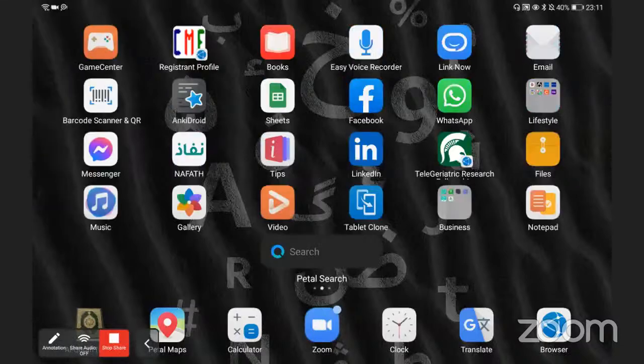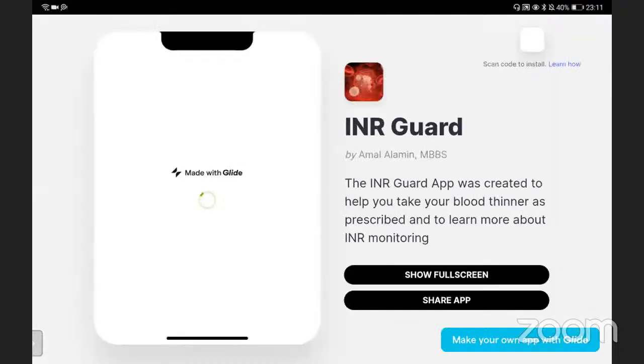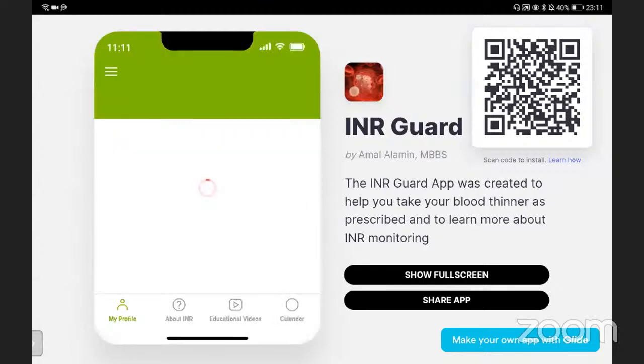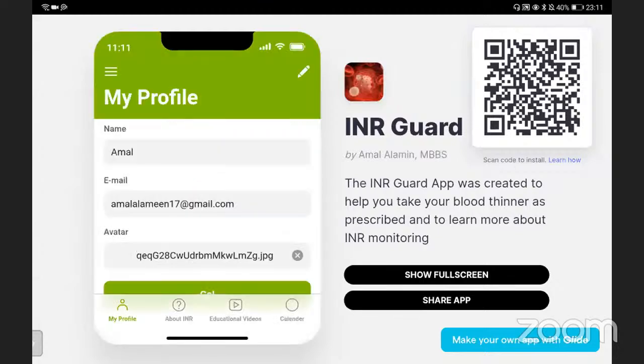So I'm going to enter my app again. Can everyone see my screen now? Yes, we can. Okay. We lost your voice now. I didn't know it. Muted.